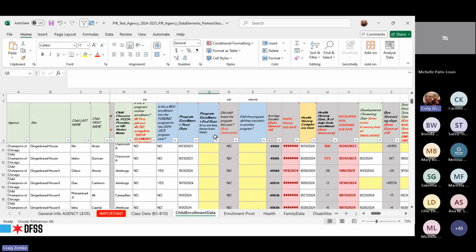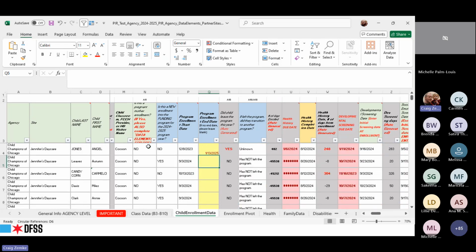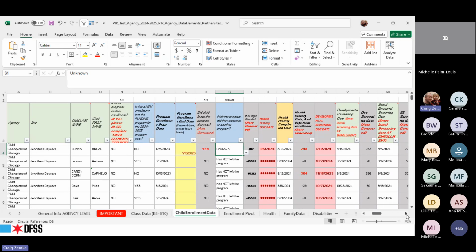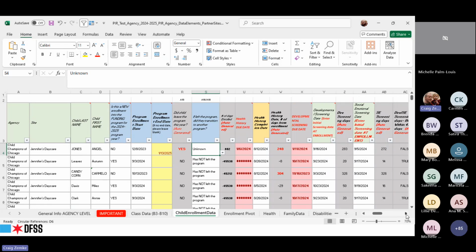Now here is the end date. If the child is still in the program, it's okay if this is yellow. If they're not in the program, then we need an end date, and we would like to know whether they transitioned to another program. Okay, because that's one of the questions in section A, and we need a head count to report that.